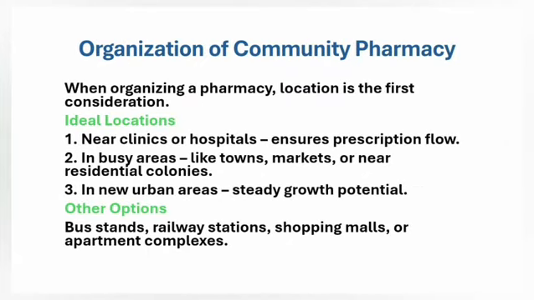Organization of community pharmacy. When organizing a pharmacy, location is the first consideration. Ideal locations. First, near clinics or hospitals, to ensure prescription flow. Second, in busy areas like towns, markets, or near residential colonies. Third, in new urban areas, with steady growth potential. Other options such as bus stands, railway stations, shopping malls, or apartment complexes.